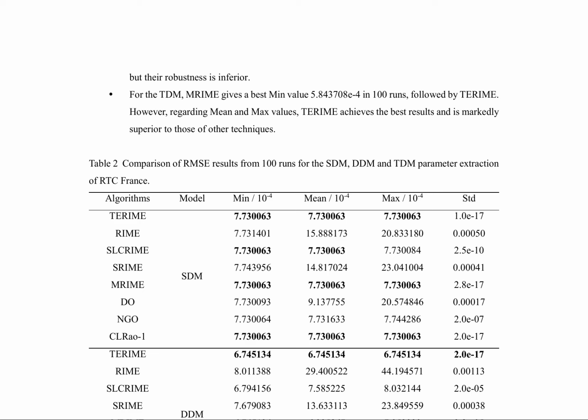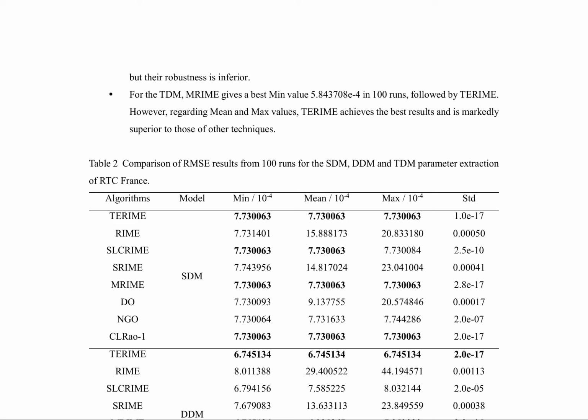A comparison of root mean squared error, RMSE, results from 100 runs for the single-diode model, SDM, double-diode model, DDM, and 3-diode model, TDM. Parameter extraction of RTC France is presented in Table 2. The results show that for the SDM, all algorithms exhibit similar performance, with TERIME, MRIME, SLCRIME, and CL-RAO1 achieving the best min, mean, and max values. However, for the DDM, TERIME outperforms other techniques, achieving the best mean and max values.